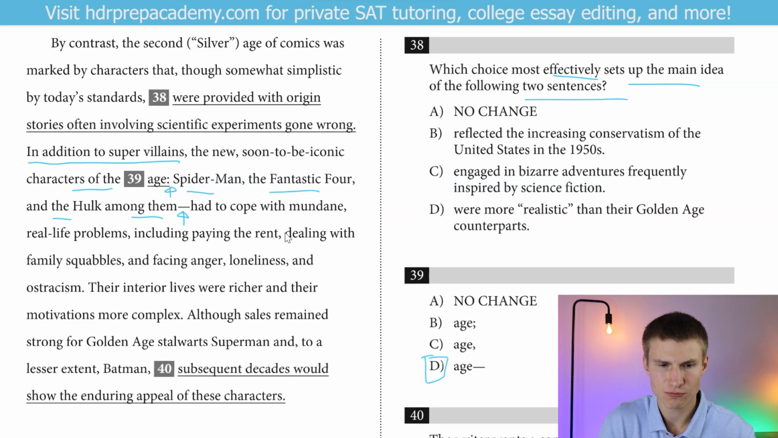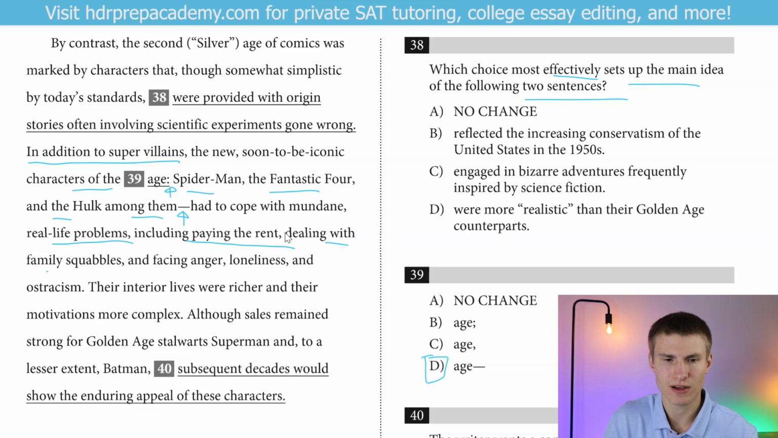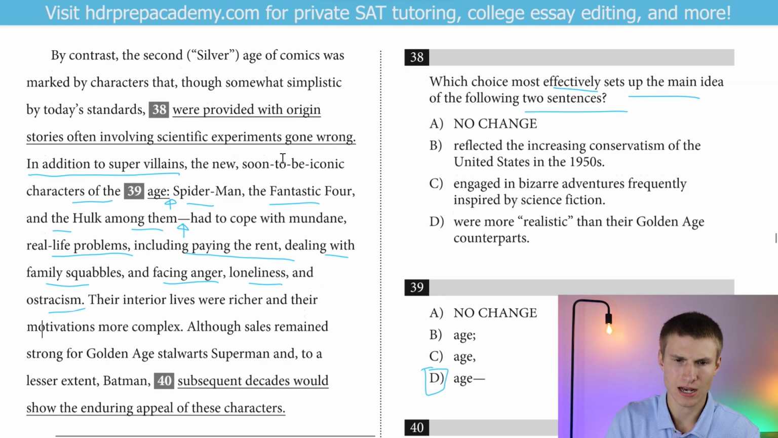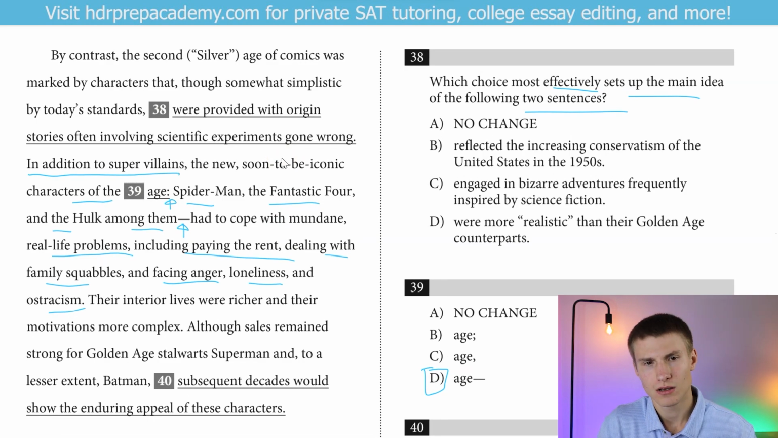Had to cope with mundane, real-life problems, including paying the rent, dealing with family squabbles, and facing anger, loneliness, and ostracism. So ultimately, we're showing that these are more similar to humans than the previous era's counterparts, right? The Golden Age's counterparts. All right, so now if we're going to pick our answer choice for 38, what's effectively setting up that idea? We have option A, we're provided with origin stories often involving scientific experiments gone wrong. No, we want to show they're more similar to humans.